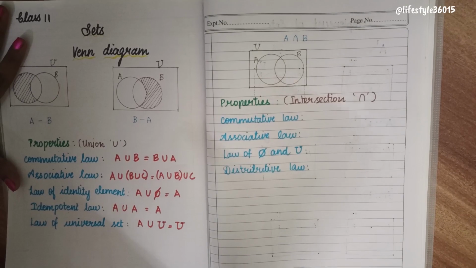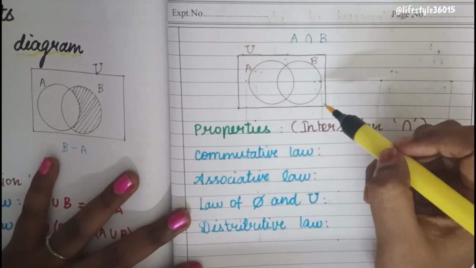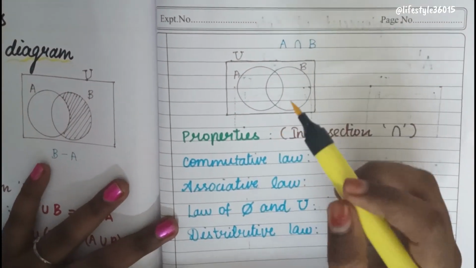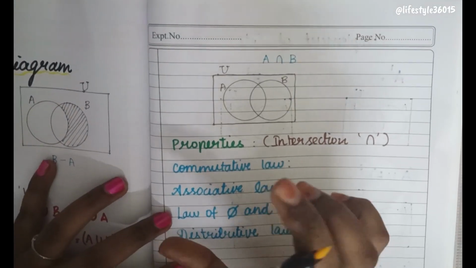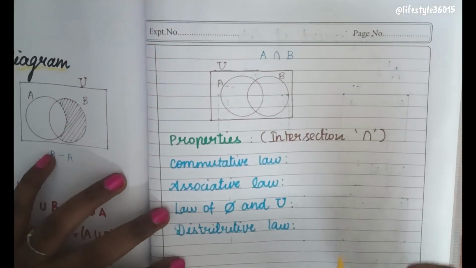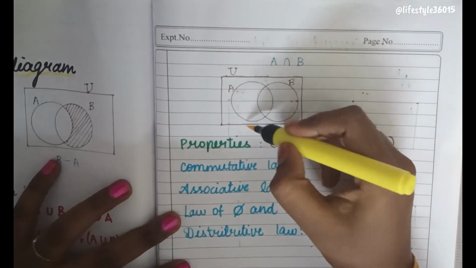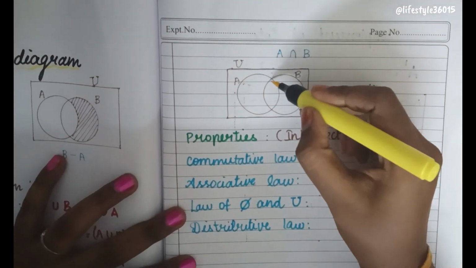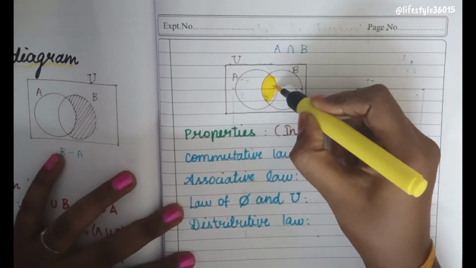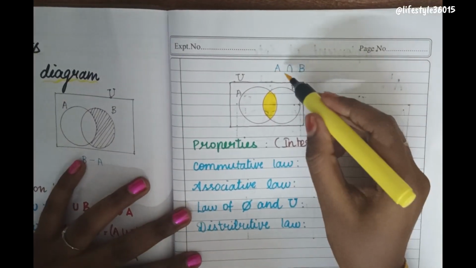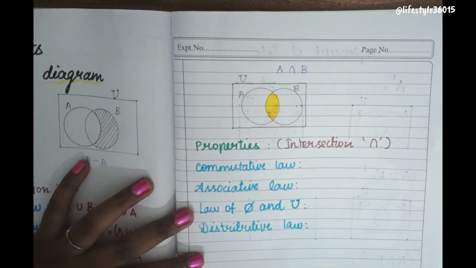Now let's learn intersection of sets. This is the Venn diagram and we are going to intersect set A and set B. The common element for both set A and set B is the intersection. What is common for both set A and set B? This region is common, right? So we are going to shade only this region. This is how you draw A intersection B.